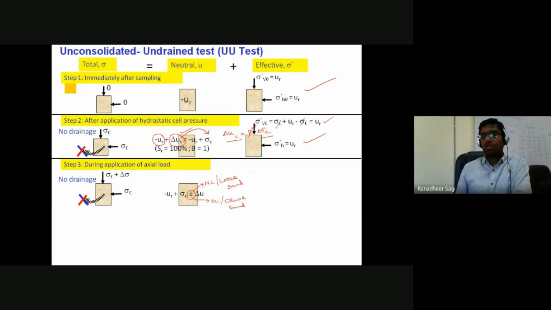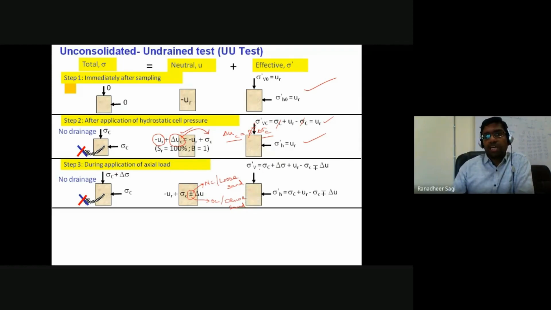And once we know how much the corresponding increment in pore water pressure is, then we can calculate the corresponding effective stress developed in your soil sample. Effective stress is nothing but applied total stress minus the pore water pressure. So if we calculate, we'll get values something like this, as represented in this state of stress on the soil sample, both in the vertical as well as the horizontal direction.